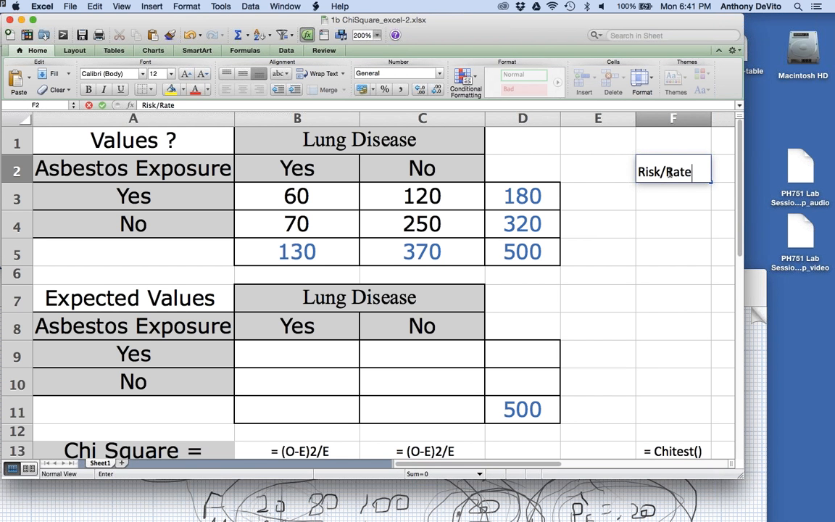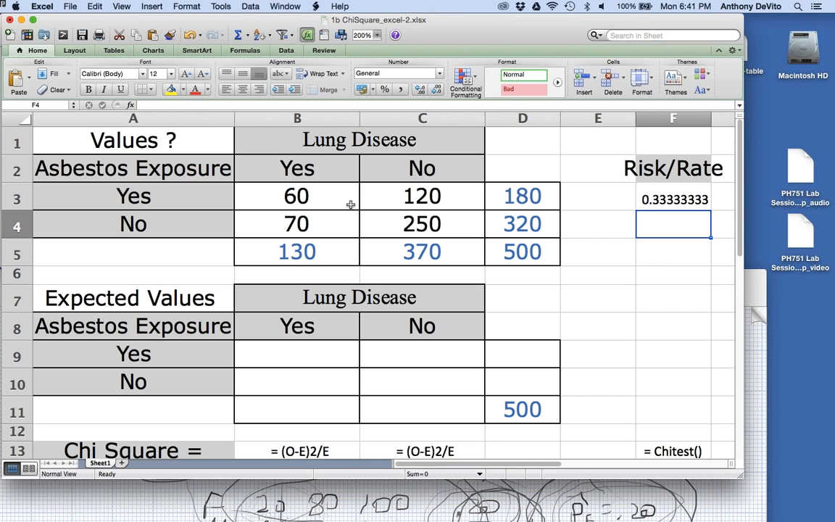Okay, so I'm going to take a look at this idea of rate or risk, kind of using the terms interchangeably. What's the risk or rate that people who are exposed to asbestos in this population get lung disease? It's going to be equal to 60 over 180, right? So their rate at which they're getting lung disease, 60 out of 180, is pretty clearly 33%. And for people that weren't exposed, it's 70 out of 250. That's 28%.